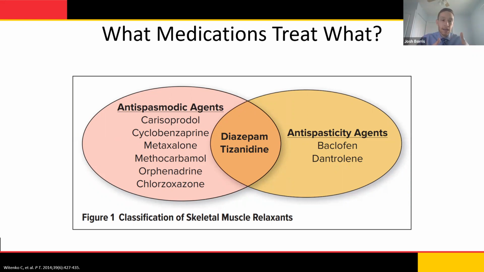For antispasmodic agents, we have things like carisoprodol or Soma, cyclobenzaprine, metaxalone, methocarbamol, orphenadrine, and chlorzoxazone. But for antispasticity, we have baclofen and dantrolene, specifically for spasticity. Now, within both, diazepam and tizanidine actually work as antispastic and antispasmodic agents. So if you see these medications, you know there could be one or the other of the conditions that we're treating, but you want to make sure that we're giving the medication that properly aligns with the actual symptom that our patient is having.